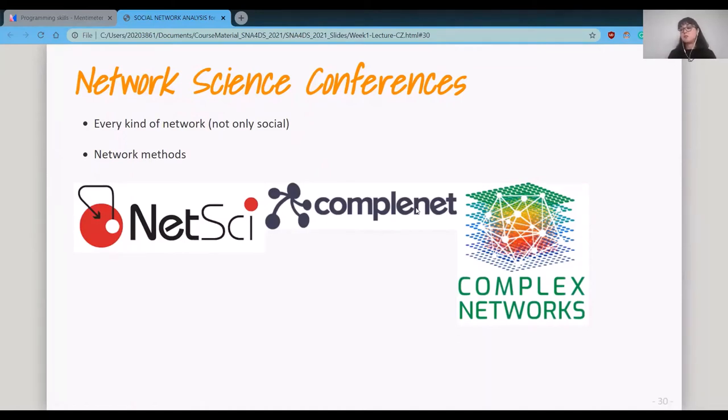Otherwise, if you want to use network analysis to explain a complex phenomenon, you go to CompleNet or to Complex Networks. The difference is mostly that this one is in Europe and this one is all over the world. So one year, you might find that going to China is not really easy for you, and you just switch to this one that is usually in Spain, and it's kind of a good holiday as well. So that's the difference. You can present social network analysis here as much as in the other one. It's just that here there will be a larger variety of presentations, not in number, in topic.